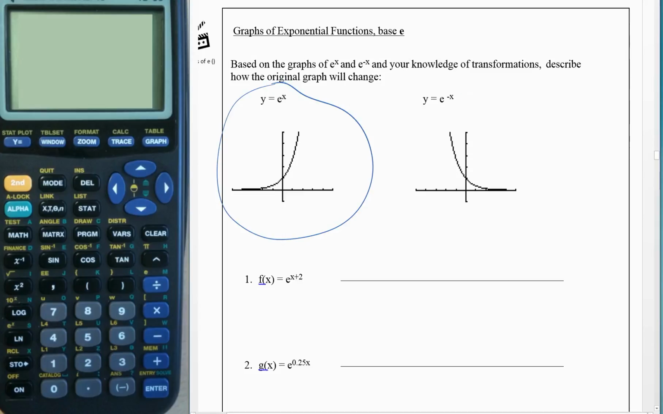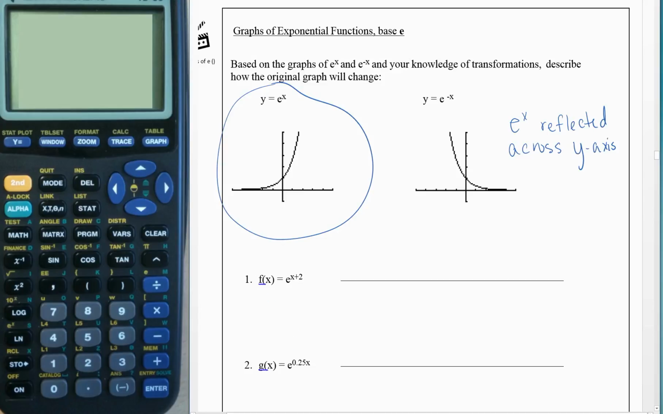Now, if we compare that to e to the negative x, well, that would just be e to the x reflected across the y-axis, right? We learned all about the transformations back in Unit 2. And let's just go ahead and talk about how these functions would be the graphs above, but transformed.